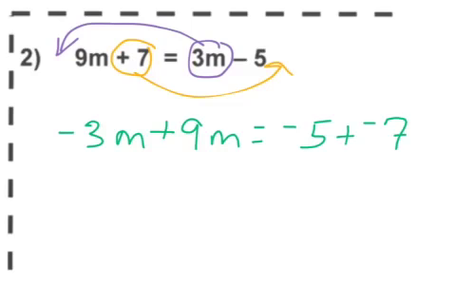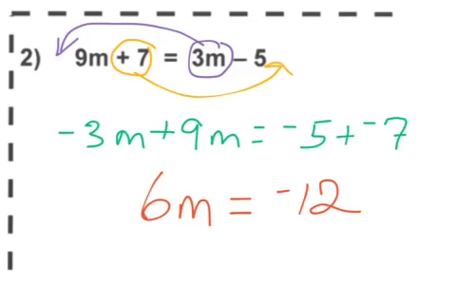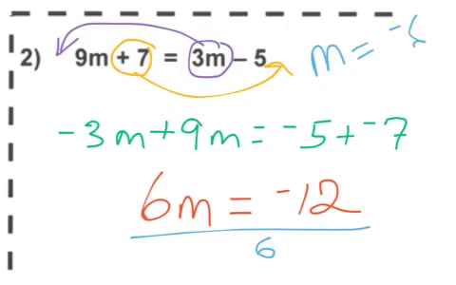And the -3 plus 9 would give us 6m. Positive 6m is equal to -5 plus a -7. That's really addition, and it's a -12 when you total that. Divide the whole bit by 6, and whammo, we get m equals -6. The -12 divided by 6 would give us a -6.